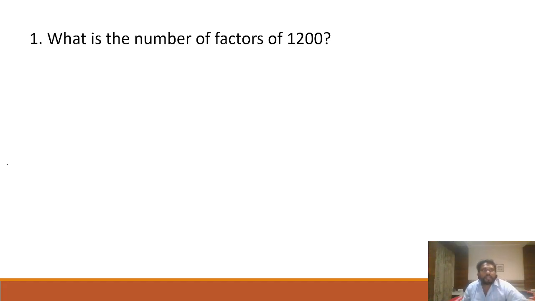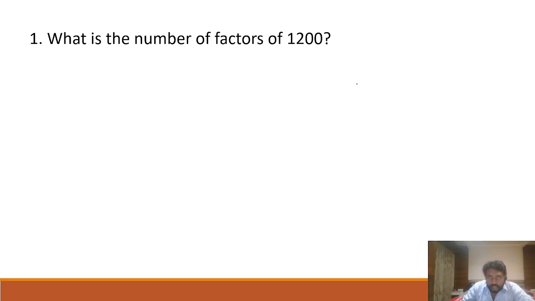This is the first question. He's asking you to calculate the number of factors of the number 1200. We need to write factors of 1200. This is a basic concept from your school maths, from 7th or 8th standard.